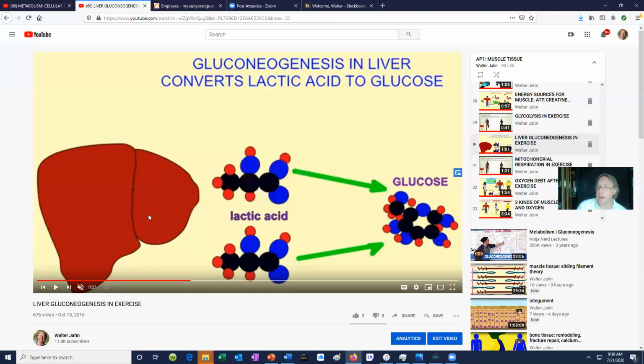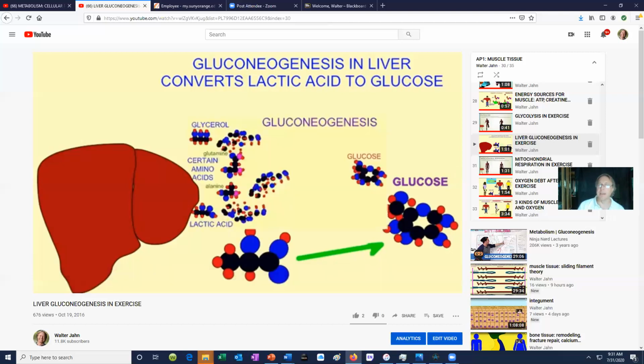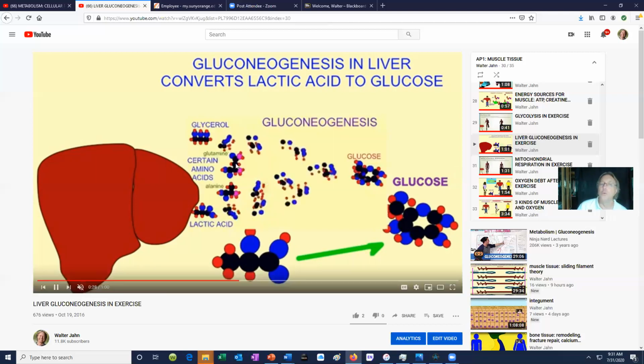Now, my liver wants to help me out. As we'll see in Anatomy and Physiology 2, the liver does lots of things. So one of the things my liver can do is it can take lactic acid and put it back into glucose. That's what's called gluconeogenesis. Neo means new, genesis means to make. I can then make new glucose by taking lactic acid from exercise and putting it back to make new glucose. So my liver can help me out in this thing.